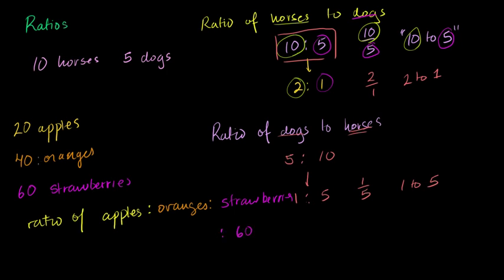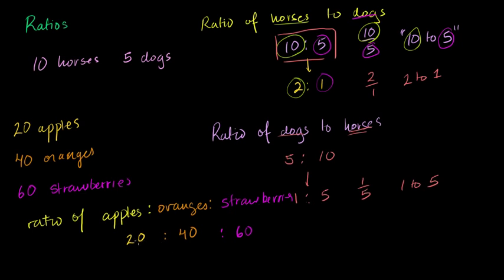I have 40 oranges and I have 20 apples. So then this would be legitimate. You could say the ratio of apples to oranges to strawberries is 20 to 40 to 60. And that wouldn't be wrong, but we saw before we could put it into reduced form.